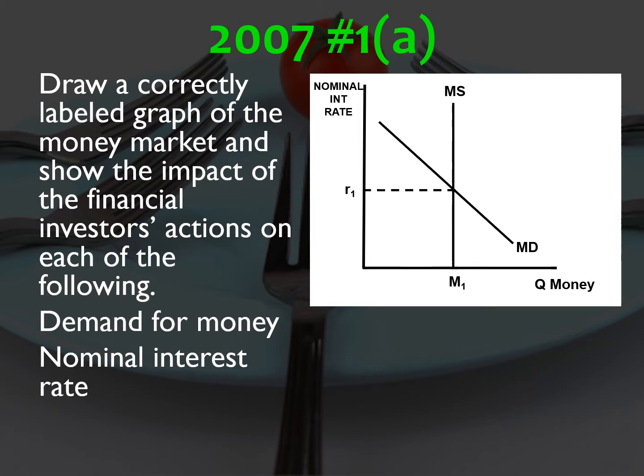So with the financial investors wanting to sell their stocks to increase their money holdings, that's going to increase their demand for money. So the money demand shifts to the right, increasing, which increases the nominal interest rate. So demand for money, Roman numeral 1, increases, Roman numeral 2, nominal interest rate also increases.